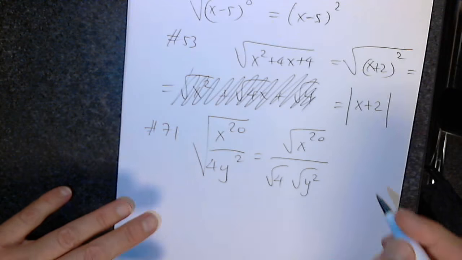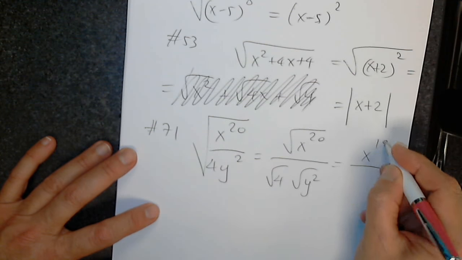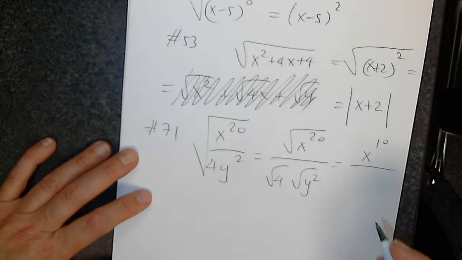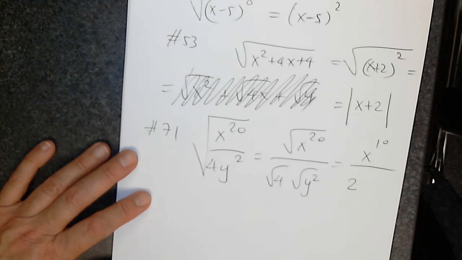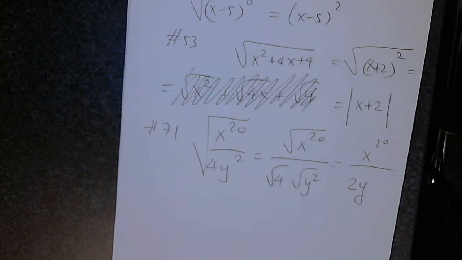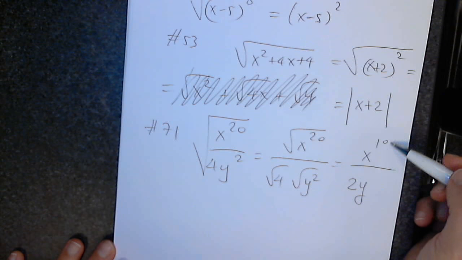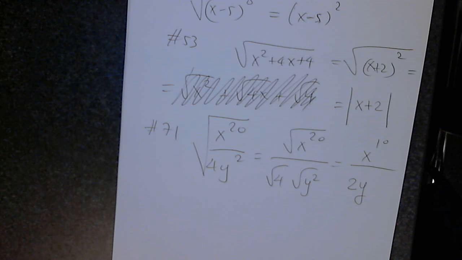So the top, assuming everything is positive, is x to the power 10. Good. The square root of 4 is 2, and the square root of y squared is y, so 2y. If y were any real number, then I would have used the absolute value on y. Would I have used the absolute value on x to the 10th? Can x to the 10th be negative? No. x to the 10th is always positive. It's an even power.